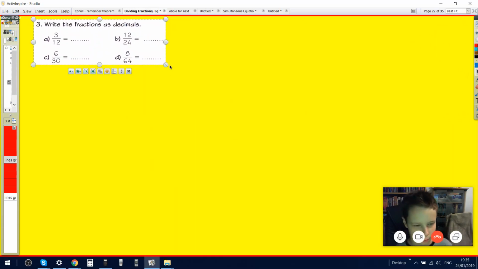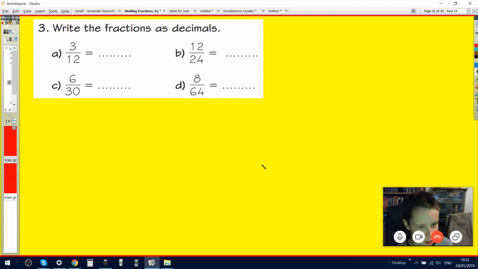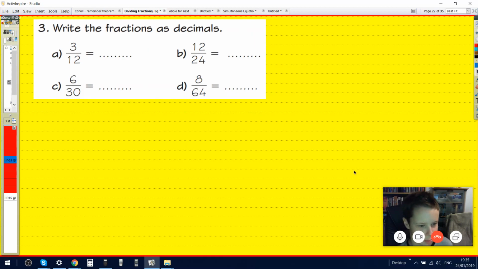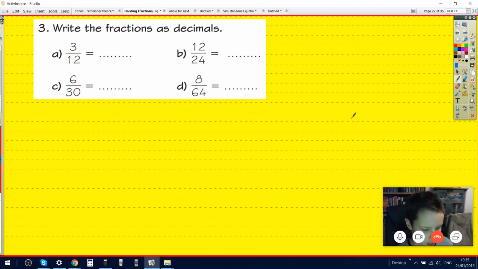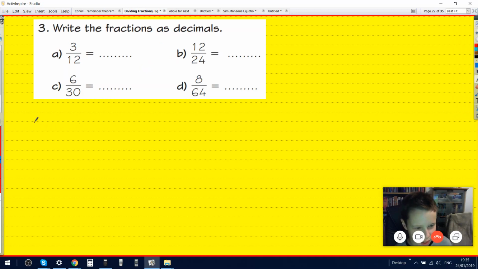Okay, let's try the next part C. Write the fractions as decimals. So part C is 6 over 30. That's, for starters, 6 over 30 is equivalent to 1/5.